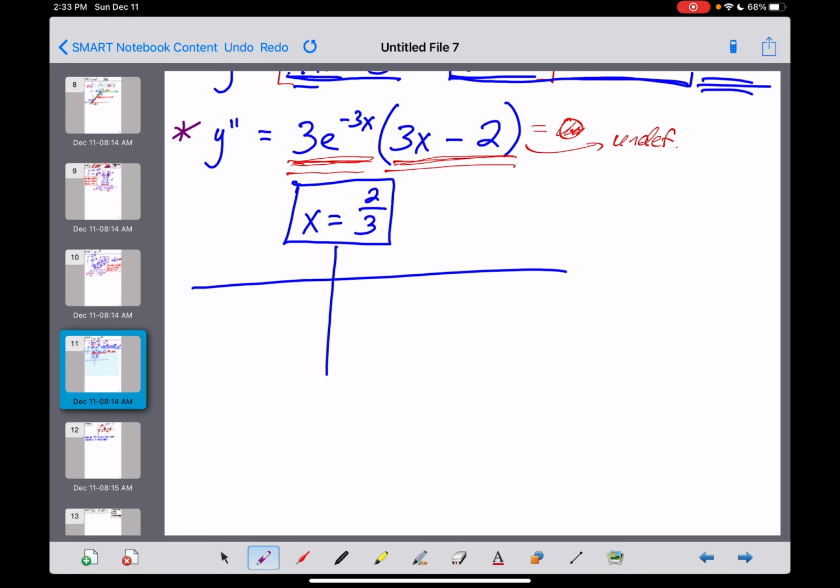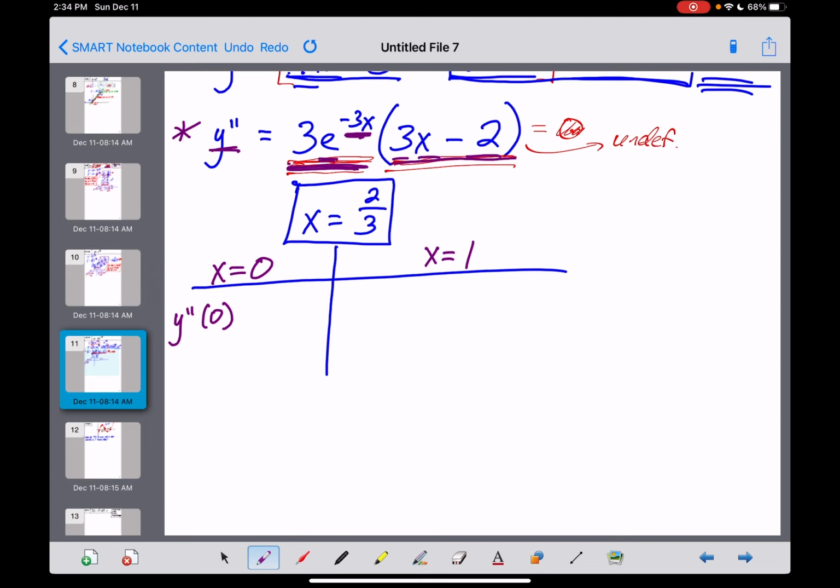I want to choose some x values now that are going to be easy to evaluate right here, and I kind of feel like 0 would be a real good one to pick. And then over here on the right, something bigger than 2/3. I think if I chose x equals 1, that'll do something nice for me. So what are we doing? We're going to the second derivative with these, y double prime of 0. Okay, e to the 0 power is going to equal 1, so this whole first factor is a 1, and then this factor right here, 3 times 0 minus 2, is a negative 2.